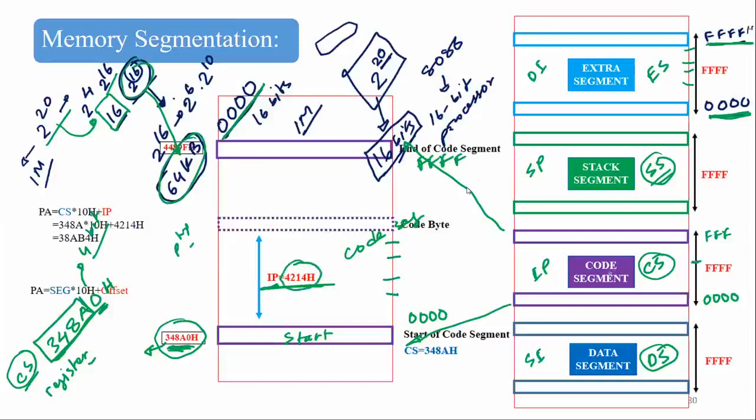Is it okay? These are the chapters: code segment, data segment, stack segment, extra segment. And this is the page number of that particular chapter, while the physical address is the page number of the overall book. So code, data and stack segments are different chapters. The physical address is the page number of the book, and IP from 0000 to FFFF gives the page number within that particular chapter.